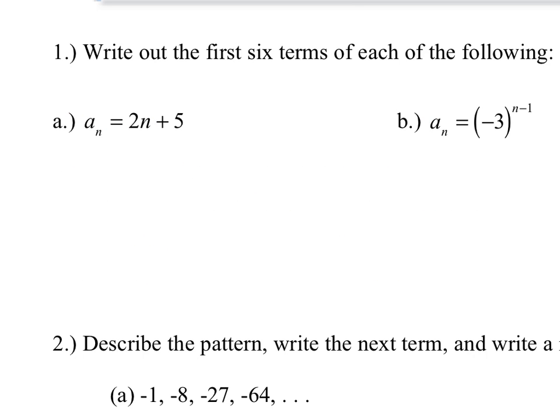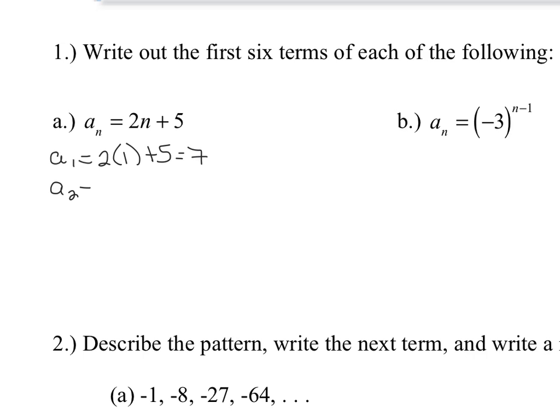For this next problem, it says write out the first 6 terms of the following sequence. So a sub n is equal to 2n plus 5. The first one I'm going to find is a sub 1. So that means that your n value in this one happens to be 1. So I'm going to substitute 1 in place of n. So you'll have 2 times 1 plus 5. So a sub 1 is equal to 7.